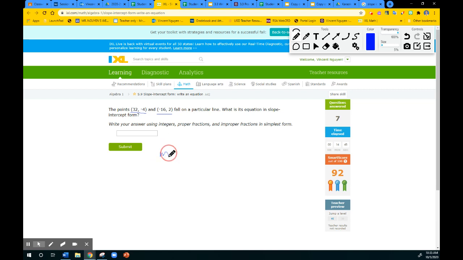The first thing we do is find m. M is, remember, y2 minus y1, so it's 2 minus a negative 4, over x2 minus x1, so negative 16 minus 32. If you have a calculator, it will help you out. This will give you 6 because it's 2 plus 4. And this actually gives you a pretty large negative number, negative 48.